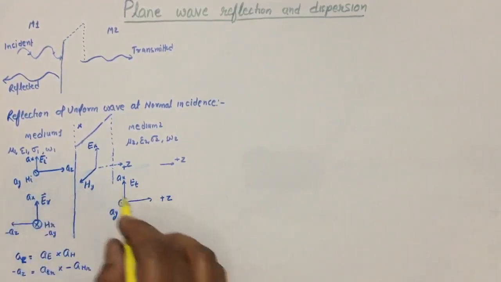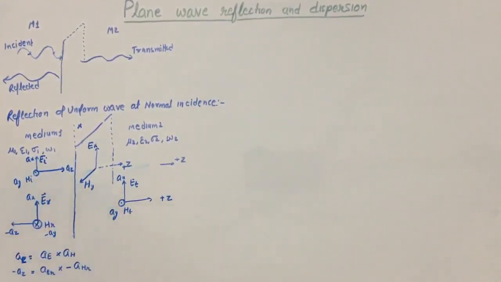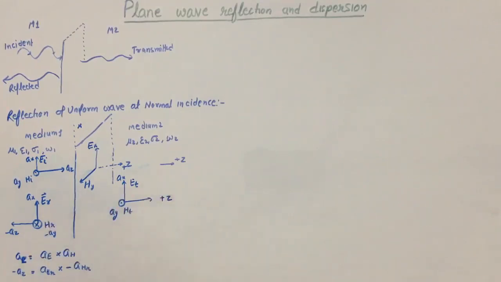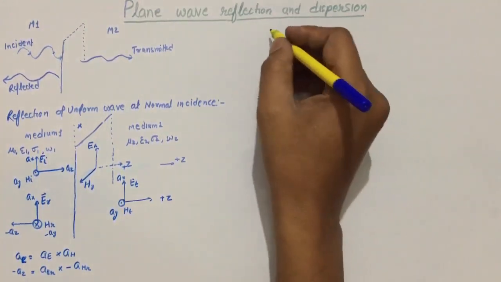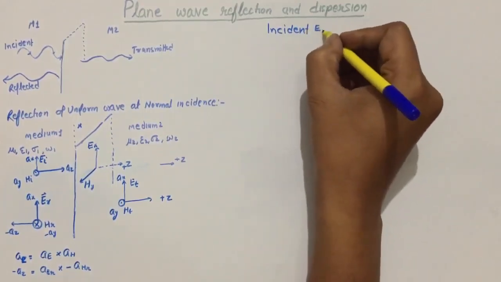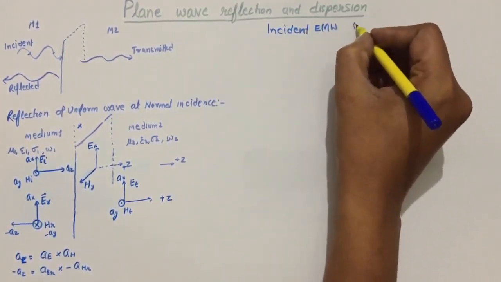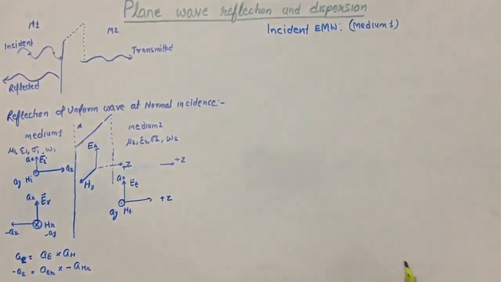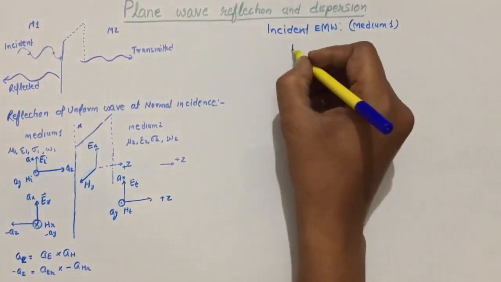So these are the distributions of the electric and magnetic field components when it is changing from one medium to another medium. Once we know these, then we will try to find the relationship between the incident, reflected and transmitted waves. Now let us consider the incident electromagnetic wave in medium 1.